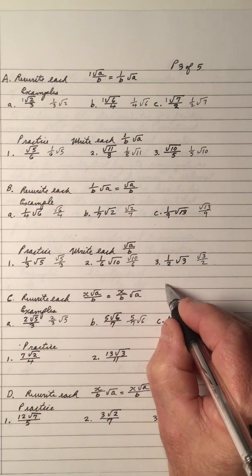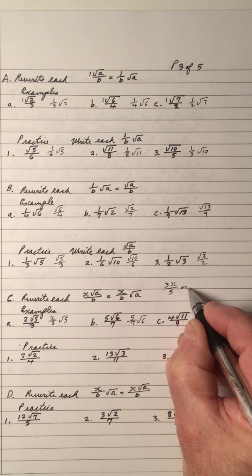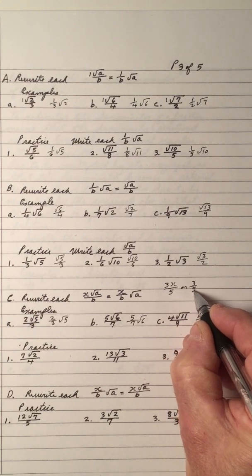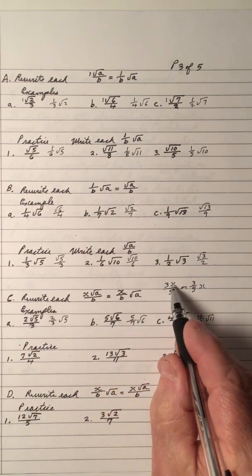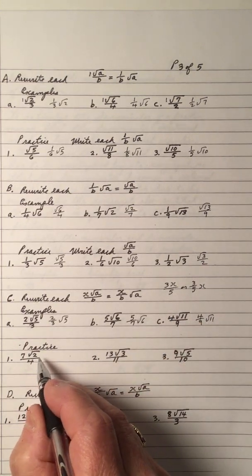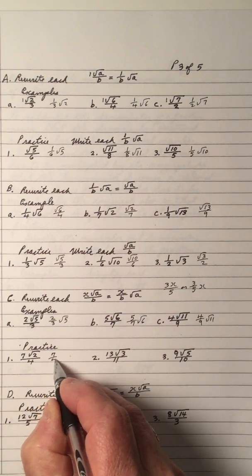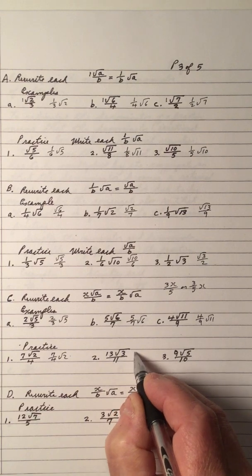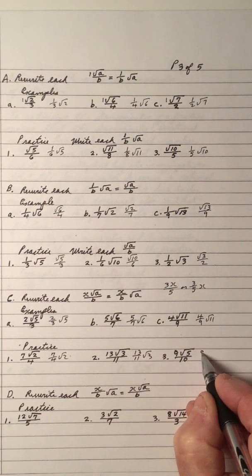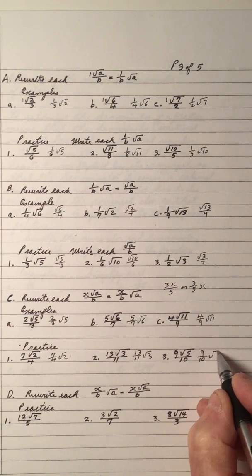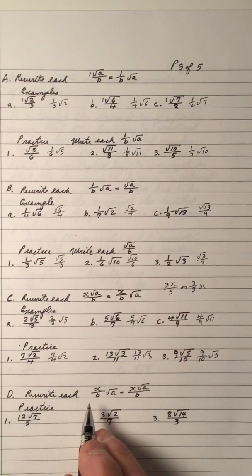Just a reminder, if you have 3x divided by 5, that's the same as 3 over 5x, the same idea. So the root here is treated the same as the x. Practice means pause your video and work out these answers. So the answers are 7 over 4 root 2, 13 over 11 root 3, 9 over 10 root 5. So that's 9/10 times root 5.